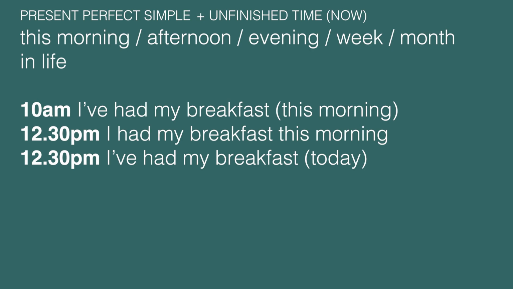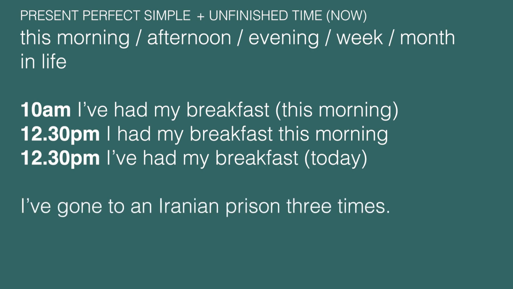We don't normally say, I've had my breakfast this morning, because the information about the time is already understood through the situation or the context. We also don't care about the time because with the present perfect simple, the event is more important. This is also true if someone says, I've gone to an Iranian prison 3 times. Think about it. Is the person talking about today, this week, or this month? Probably not. This example sounds like life experience.